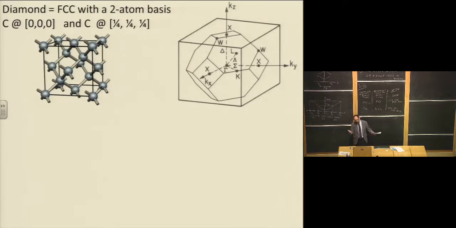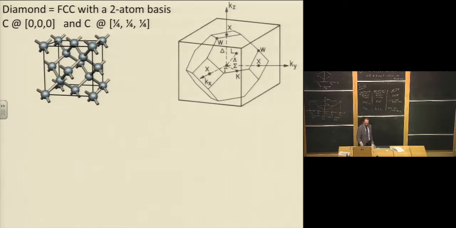Being that it's Valentine's Day, happy Valentine's Day, everyone, we're going to do diamond. Well, we do diamond every year, so it just happens to be Valentine's Day this year. So diamond, you'll recall, is an FCC lattice with a 2-atom basis, one carbon at 0, 0, 0, and one carbon at 1/4, 1/4, 1/4. This is the shape of the Brillouin zone as we had on the previous slide.